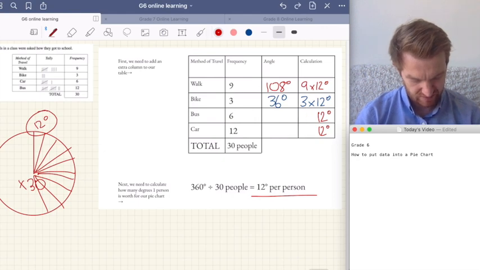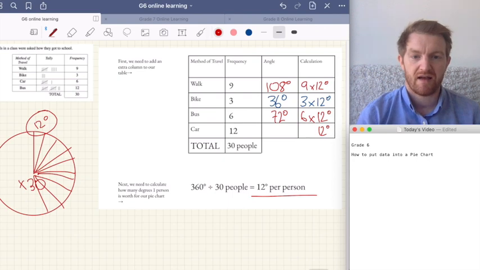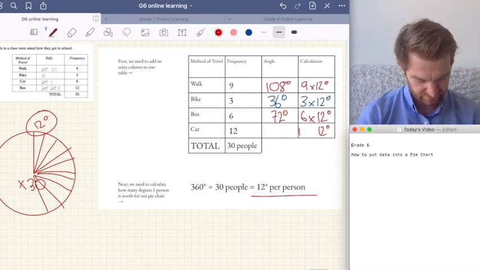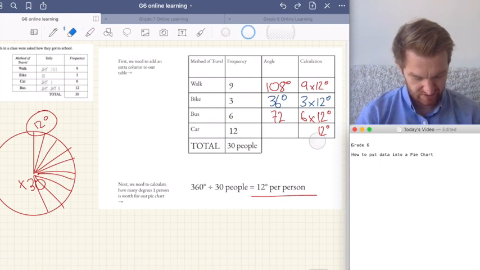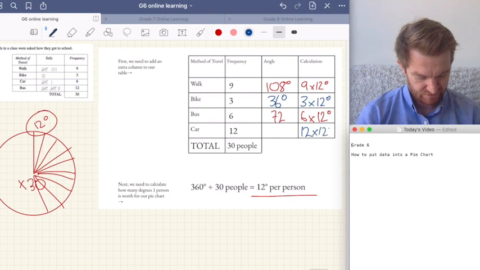I'm going to colour code it. You know how much I like colour coding. That would be 72 degrees each. And finally, 12 people at 12 degrees each. I want to colour code it because I like to have different colours because, why not? 12 people, 12 degrees each, 144 degrees.